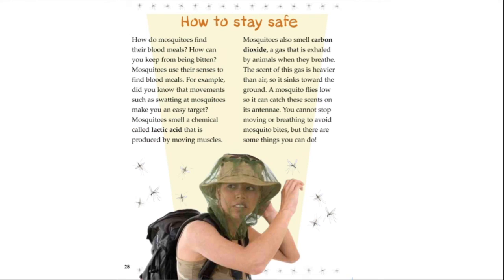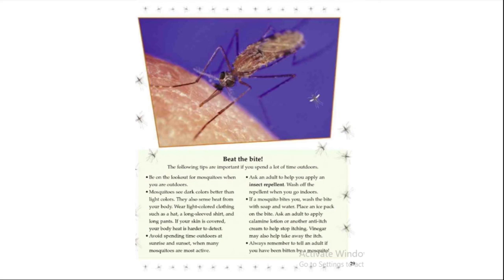Mosquitoes smell a chemical called lactic acid that is produced by moving muscles. Mosquitoes also smell carbon dioxide, a gas that is exhaled by animals when they breathe. The scent of this gas is heavier than air, so it sinks toward the ground. A mosquito flies low so that it can catch these scents on its antenna. You cannot stop moving or breathing to avoid mosquito bites, but there are some things that you can do.